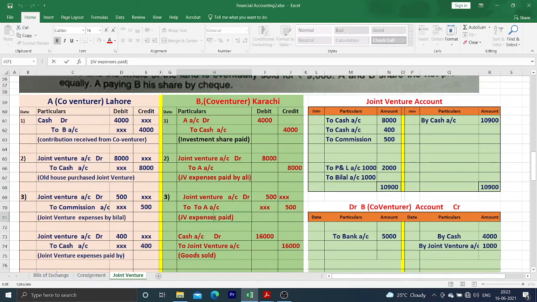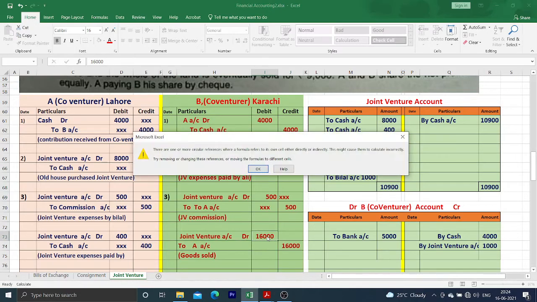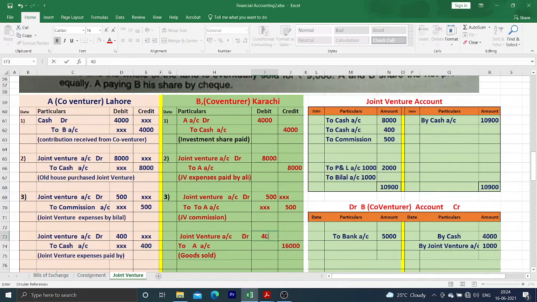Commission. Joint venture commission. One more, 400 expenses are there. Joint venture account data to cash account to A account. Amount is 400.